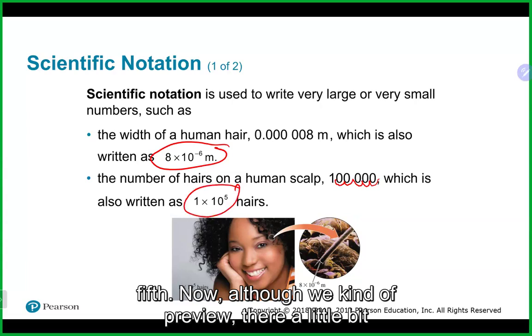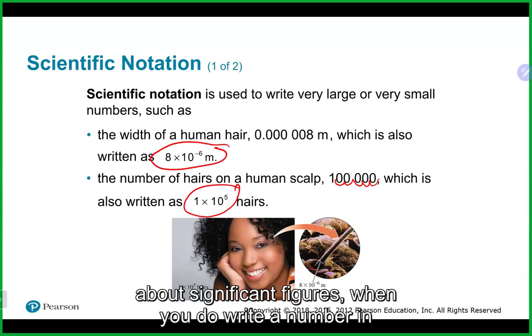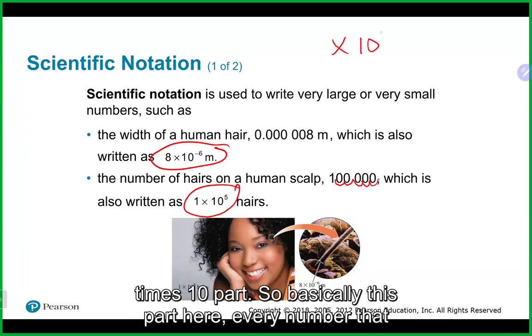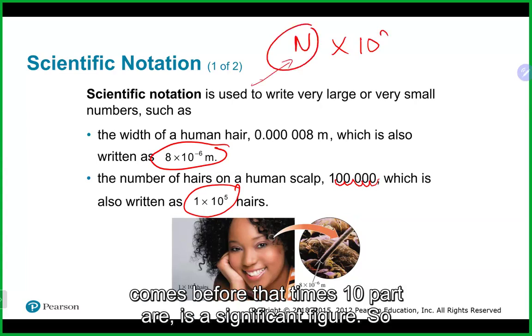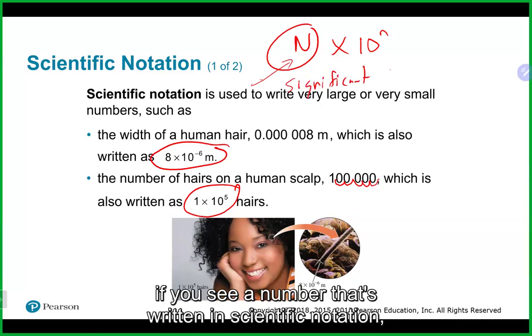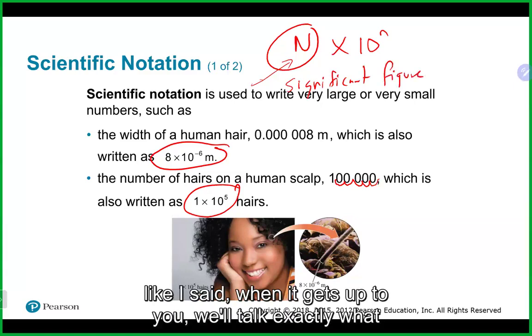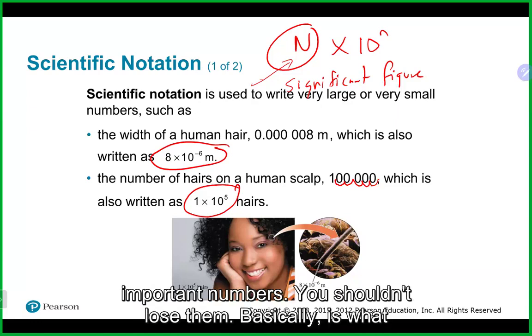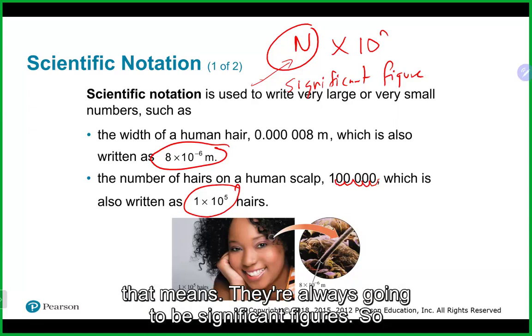Now, although we kind of previewed a little bit about significant figures, when you do write a number in scientific notation, every number that comes before the times 10 part, so basically this part here, is a significant figure. So if you see a number written in scientific notation, like I said, when we get to chapter 2, we'll talk exactly about what significant figures are. For the time being, they're basically important numbers. You shouldn't lose them, is what that means. They're always going to be significant figures.